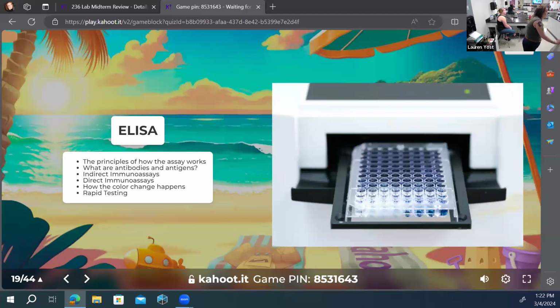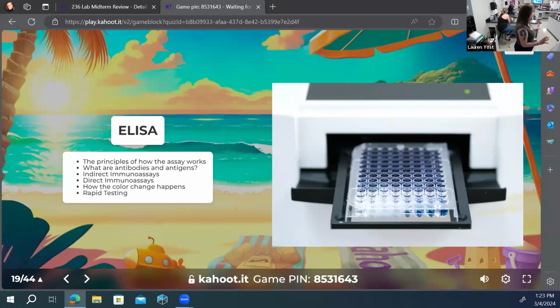And then we had color changing, how that happens. The enzyme cleaves the substrate. Enzymes always act on substrates. In this case, the enzyme that's on our detector antibody will cleave the substrate when we add it in, if it is present there, and then cause the color change.